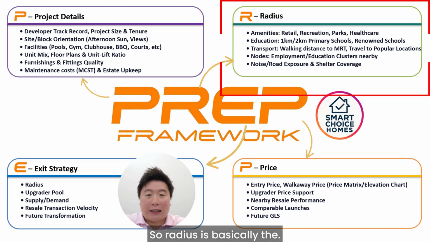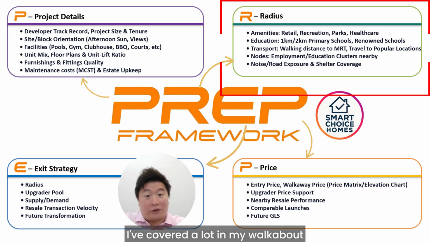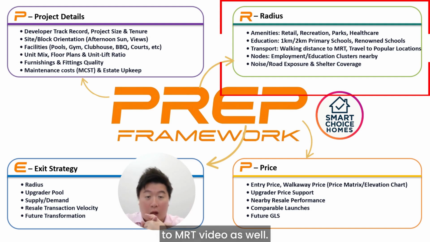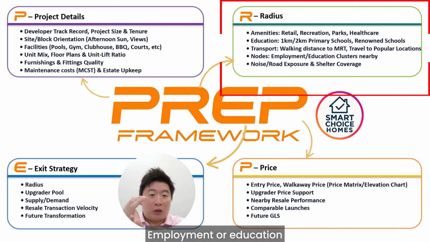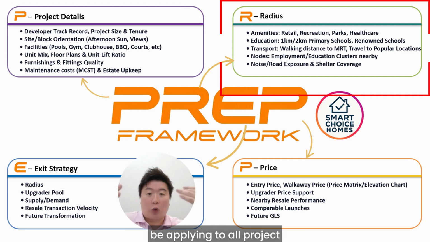Next letter R is radius. So radius is basically in the radius around the project, what do we have? So the external part of it. So, for example, the amenities which I've covered a lot in my walkabout videos, your education, transport. I've done the walking distance to MRT video as well, and then your nodes, employment or education clusters nearby. For example, for Penrith will be One North, and to CBD as well, and also noise or road exposure, shelter coverage. And just bear in mind that this framework is something that I will be applying to all project analysis, not just for Penrith.